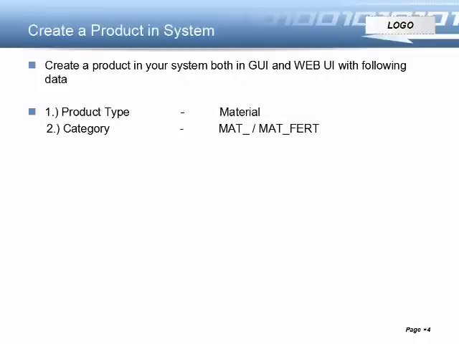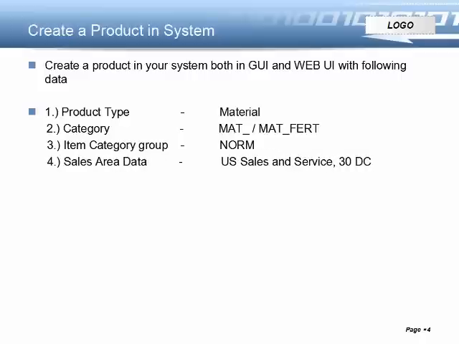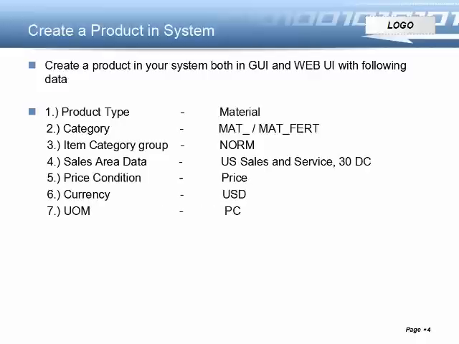Use this data. This data will help you with what to enter in which fields. Firstly, for product type, you have to select material. You can use the category MAT_ or MAT_FERT, which we have used. MAT_FERT is for finished goods. For sales area data, use US sales and service 30 distribution channel. For price condition, select price, which is nothing but PR00. Currency as US dollar, and unit of measure PC for product type material.